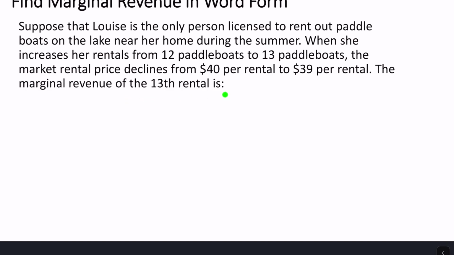So do the same thing of calculating the revenue from both and difference them and come up with an answer. So pause here, do that, and then I'll go through the solution.